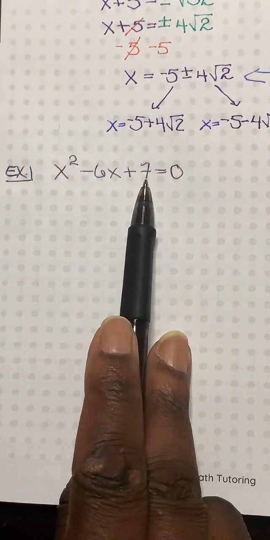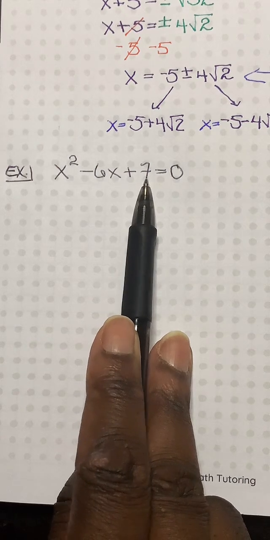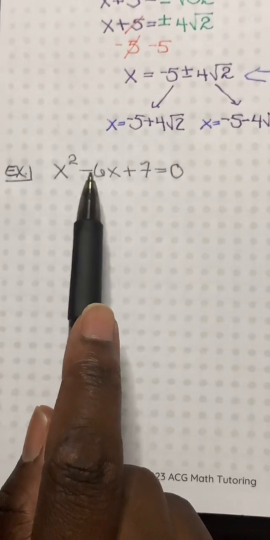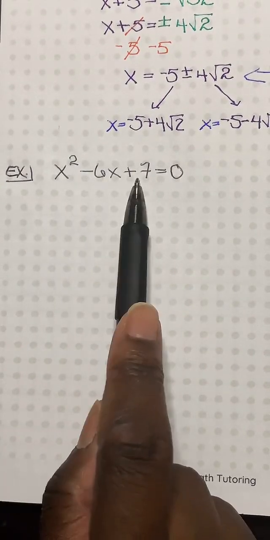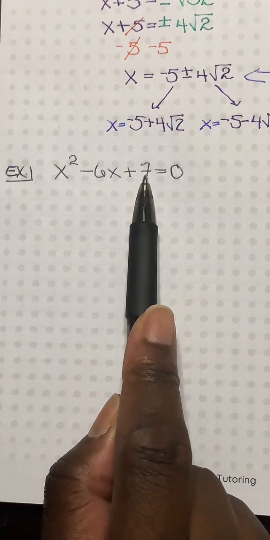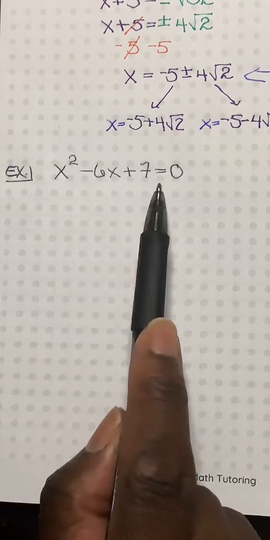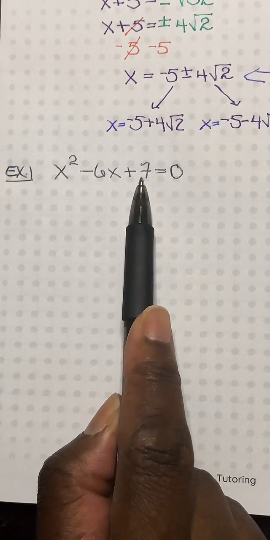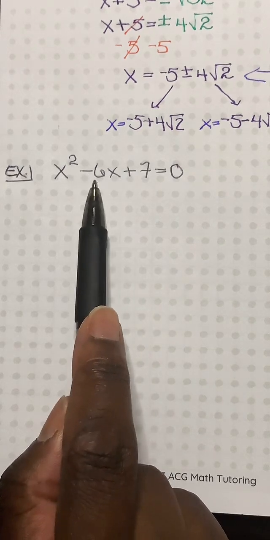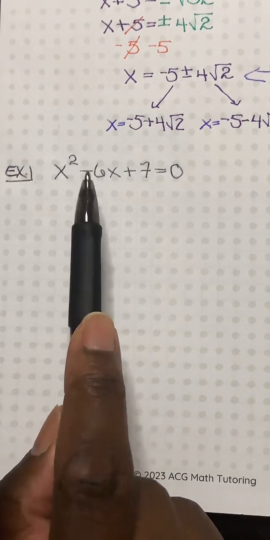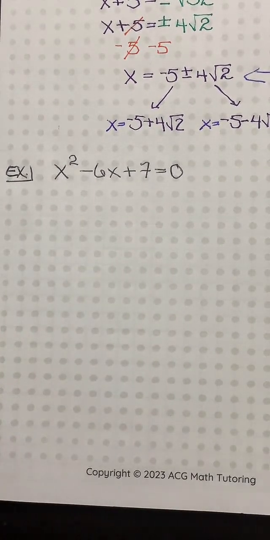2 numbers multiplied together to give me 7 will be 1 and 7. And add together will give me, exactly, it's always so tempting. Yeah, 1 and 7. If I add 1 and 7, that will give me 8. Oh, I can go the negative route. Okay, -1 and -7. That will give me a -8. Not a -6, right? So if we want to do this, we're going to do the completing of the square.